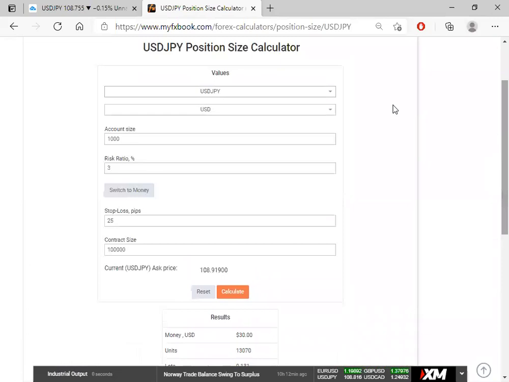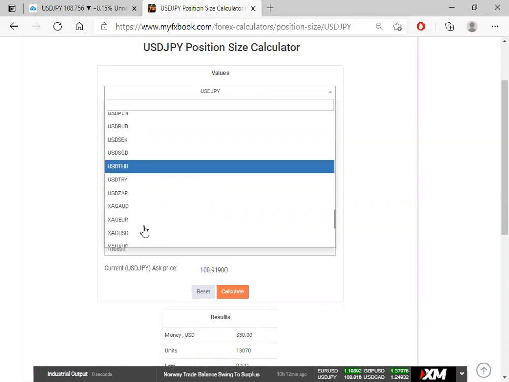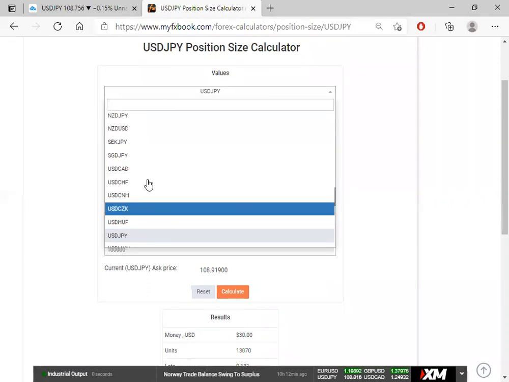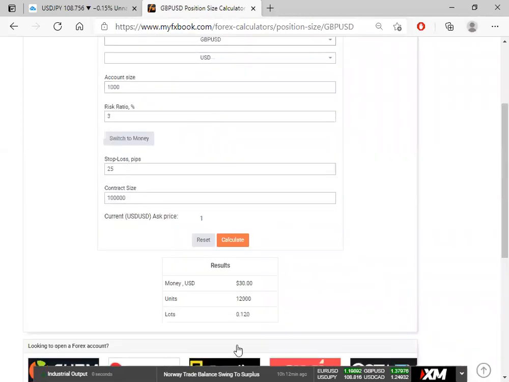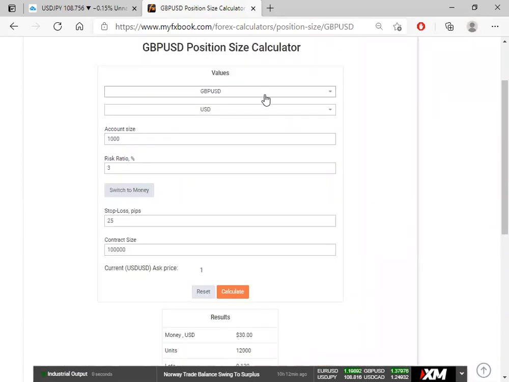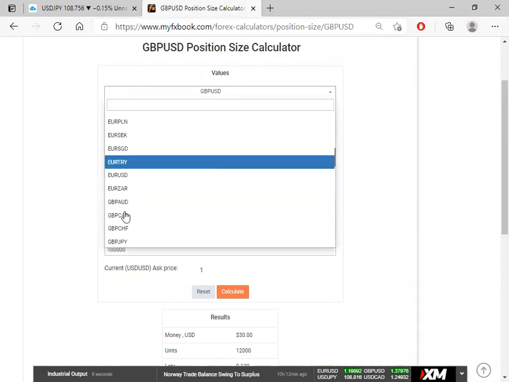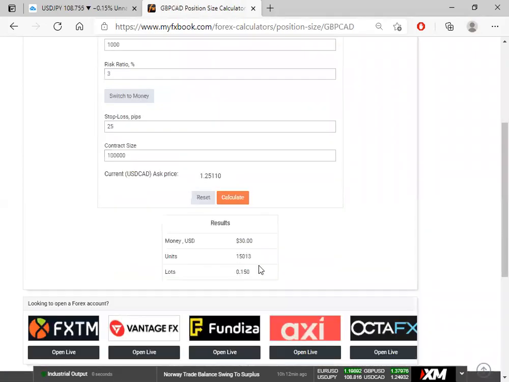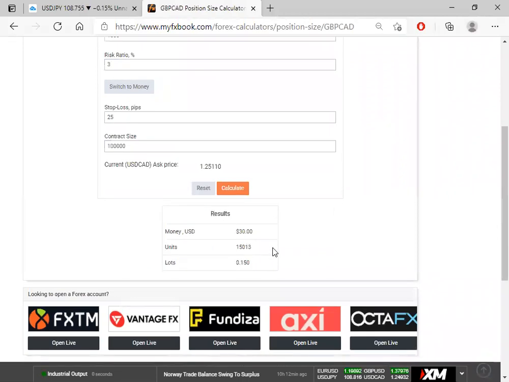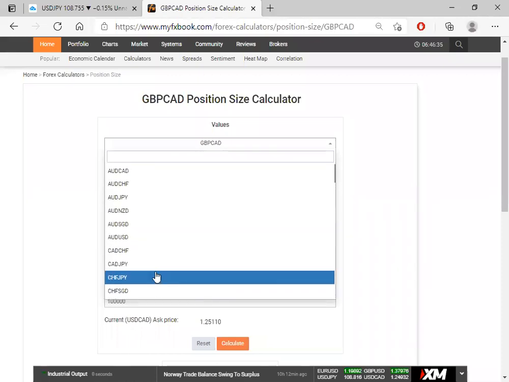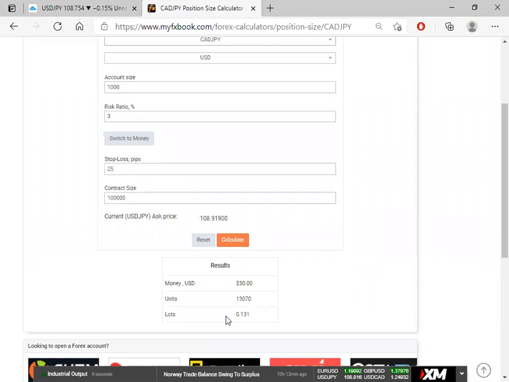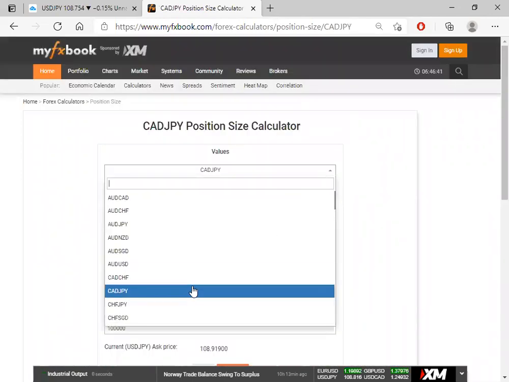So let's leave everything as is and just change the currency pair. You'll see that the lot size will change. If you go into GBP USD, it drops down to 0.12, but it's still the same $30. If we go to GBP CAD, it changes to 0.15. And if you go on to CAD JPY, 131, the lot size changes again.